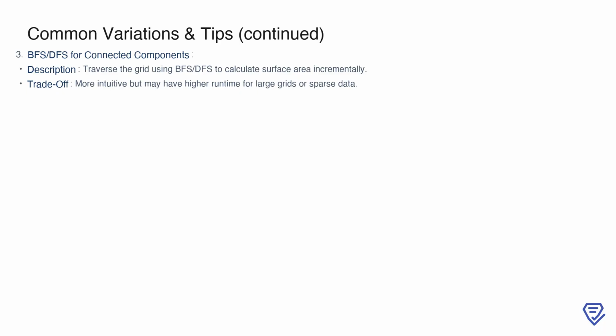Additionally, BFS and DFS are excellent strategies for tackling connected components in this problem. By traversing the grid incrementally, you can calculate surface area step by step. This method is often more intuitive, especially for visualizing how cubes connect, but it may have higher runtime for particularly large grids or sparse data. Regardless of the approach you choose, the key is to balance clarity and efficiency while addressing edge cases thoroughly. This combination of skills not only ensures correct results but also demonstrates the depth of your understanding during an interview.